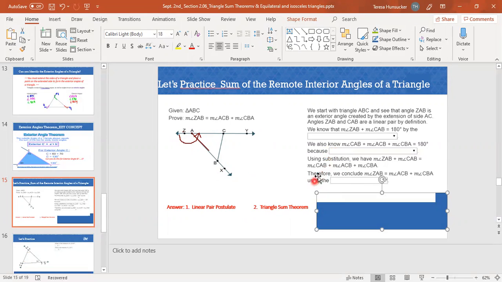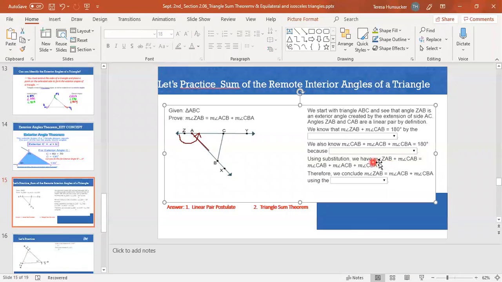Look at this statement here, this equation. What's missing in the last statement? If you look at the second to last statement, I still see ZAB on the left side of the equal sign. See that? Left side. CAB is gone. On the right side, I still see ACB and CBA, but CAB is gone.